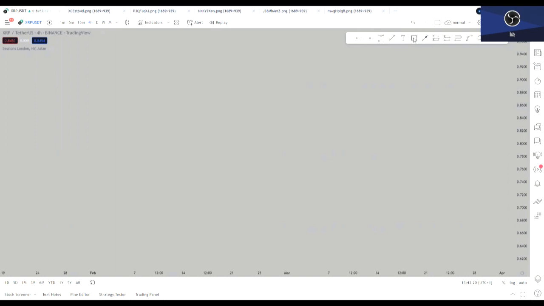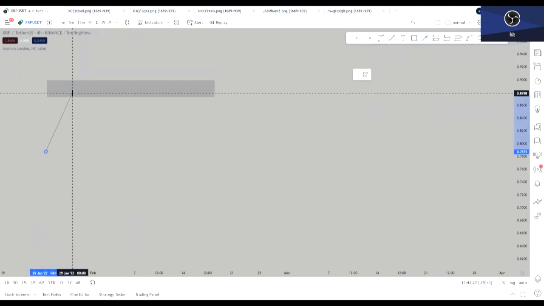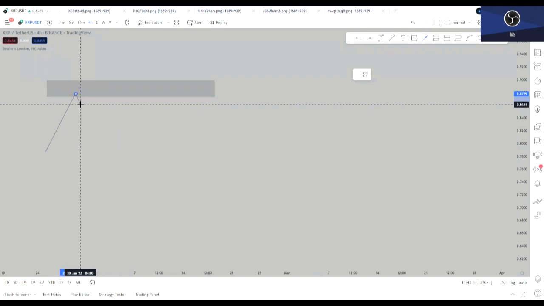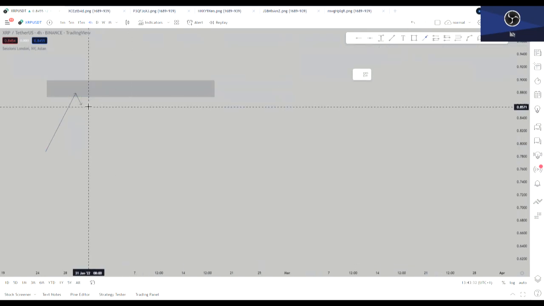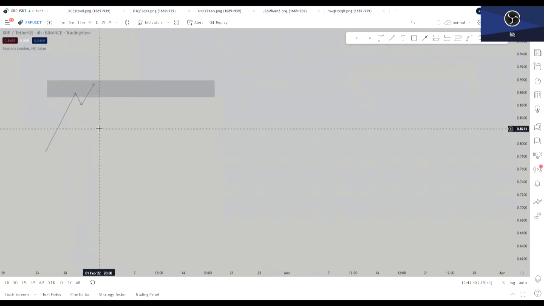So let's say, what is a supply zone? A supply zone is a level where we have seen strong selling happening. So basically, there was lots of market activity to the downside. And why is a supply zone interesting for us? It's interesting because we want to look for potential sales with these big market players.